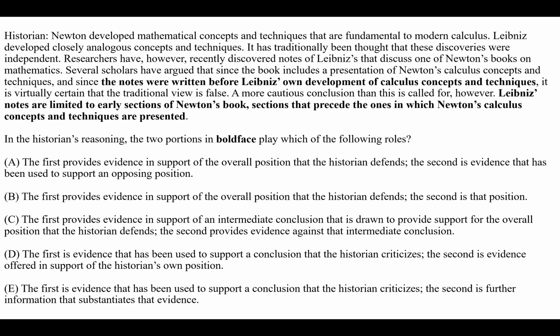C. The first provides evidence in support of an intermediate conclusion that is drawn to provide support for the overall position that the historian defends. The second provides evidence against that intermediate conclusion. D. The first is evidence that's been used to support a conclusion that the historian criticizes. The second is evidence offered in support of the historian's own position. And finally, E. The first is evidence that's been used to support a conclusion that the historian criticizes. The second is further information that substantiates that evidence.